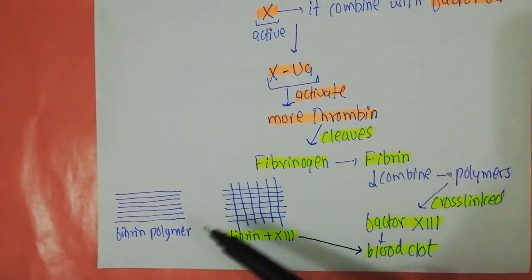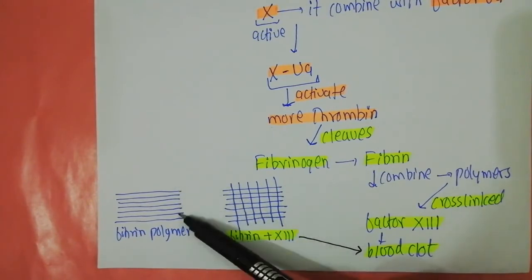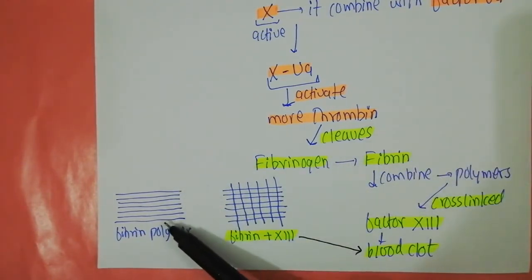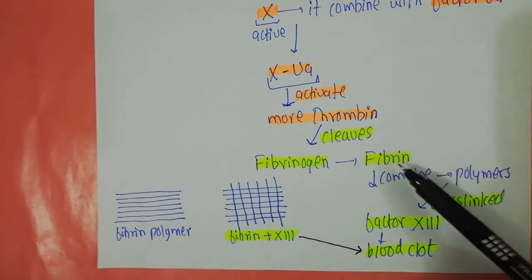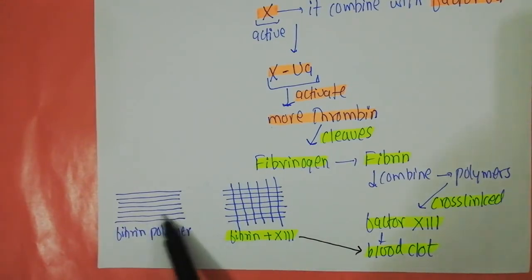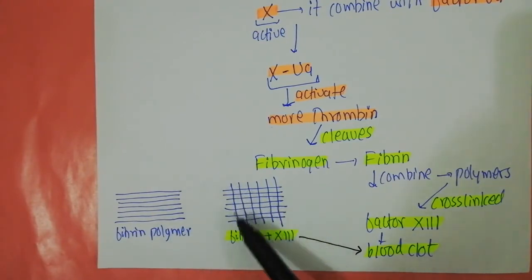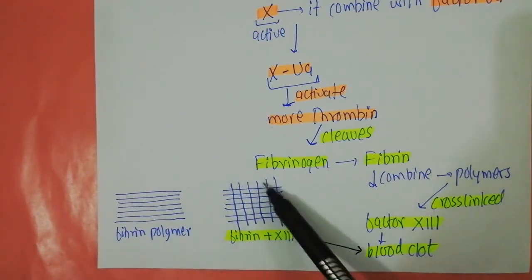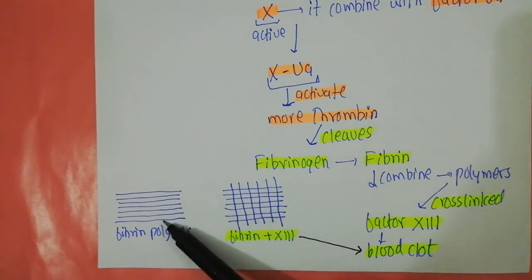So when the fibrin combine with each other, they make these polymers. If you look at this particular structure, it is a very weak kind of structure, and it will not be able to stop the bleeding. What the body does is that these fibrin polymers are cross-linked by another factor called factor 13. These horizontal lines are showing you the fibrin polymers, and these vertical lines are showing you the factor 13, which is cross-linking these fibrin polymers.